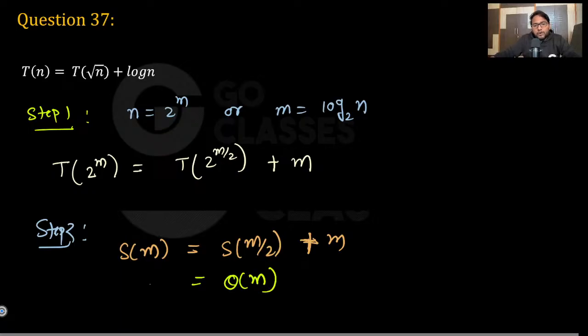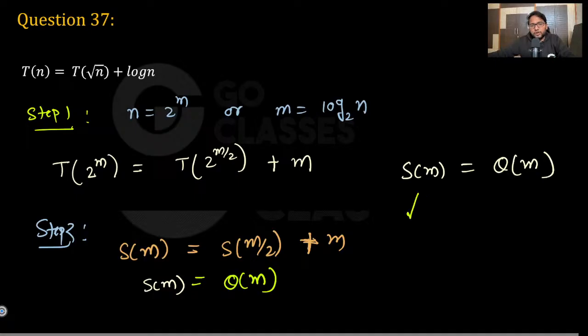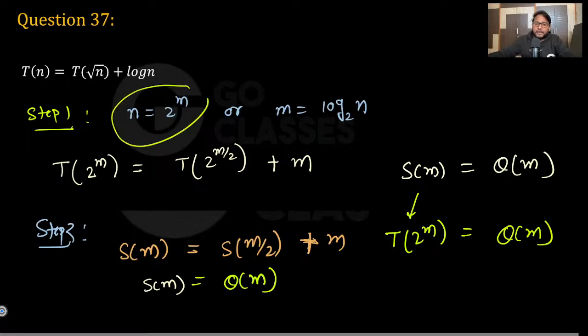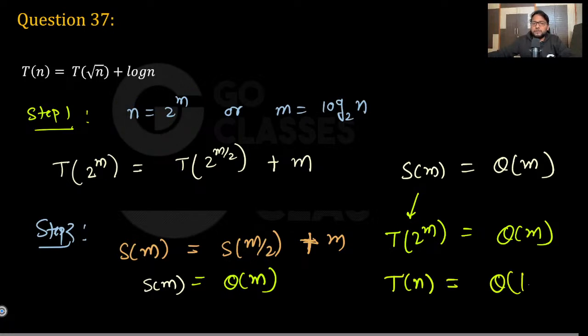Since this is theta of m, now can you solve for T of n directly? See, what we have got is S of m is theta of m. Now can you write S of m as T of something? Yes, it will be T of 2 power m. This is theta of m only. Now let's convert this m also. T of 2 power m is nothing but T of n. M is nothing but log n. So theta of log n.